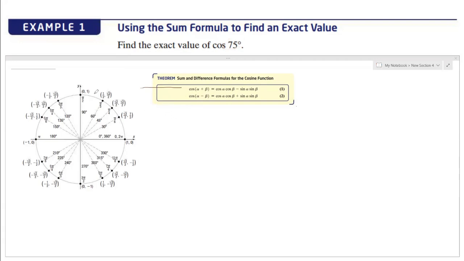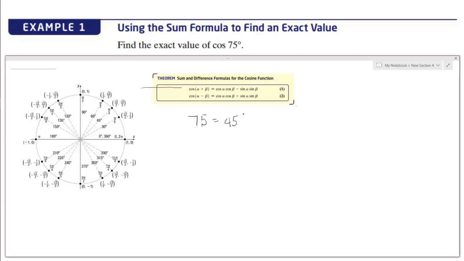And we don't have that here. 75 degrees would be halfway between 60 and 90. And obviously, for exact values on our unit circle, we don't have that. However, if we think of 75 as 45 plus 30 degrees, then we can plug that in here and we have a way to do it now.